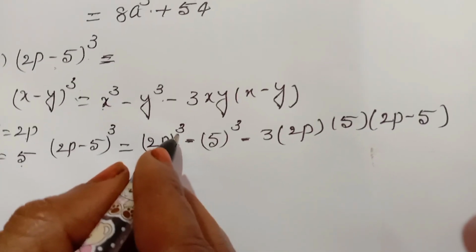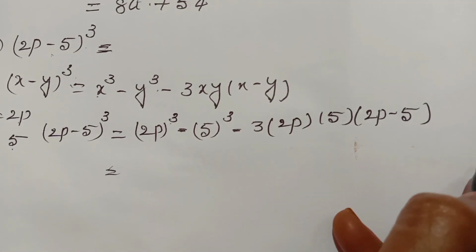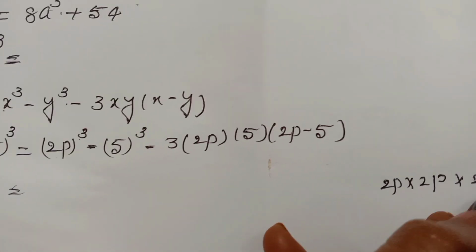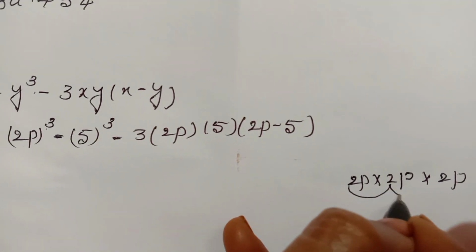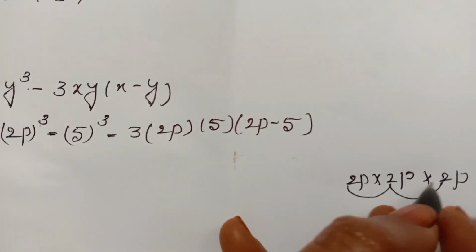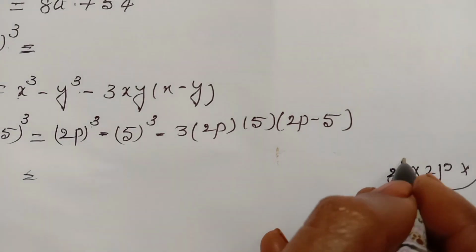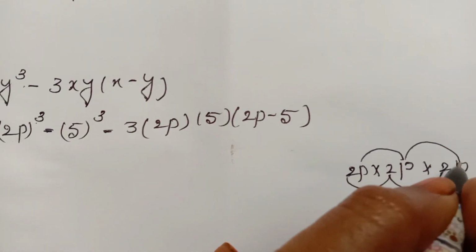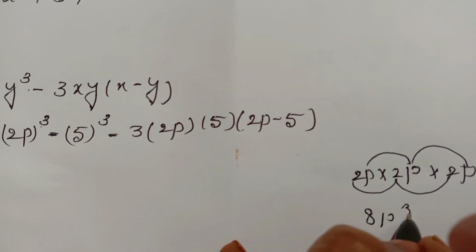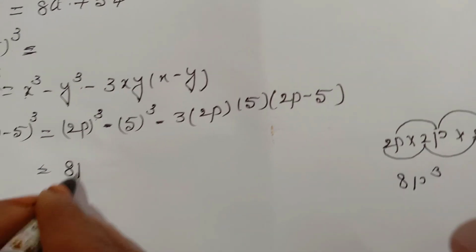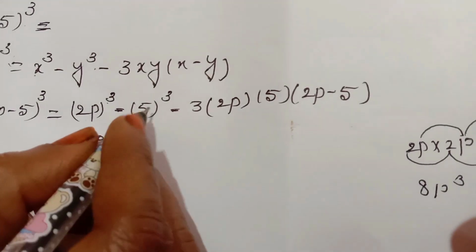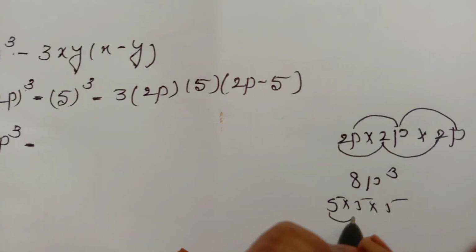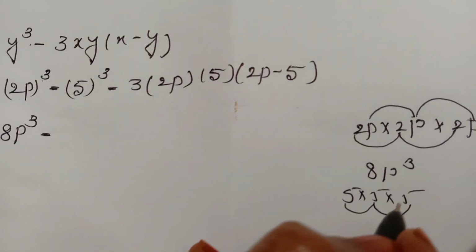2p whole cubed means 3 times of 2p, 2p into 2p into 2p. Multiplying constants, 2 2s are 4, 4 2s are 8. Multiplying variables, p into p, p square into p, p cube. 8p cube minus 5 cube means 5 into 5 into 5. 5 5s are 25, 25 into 5, 125.